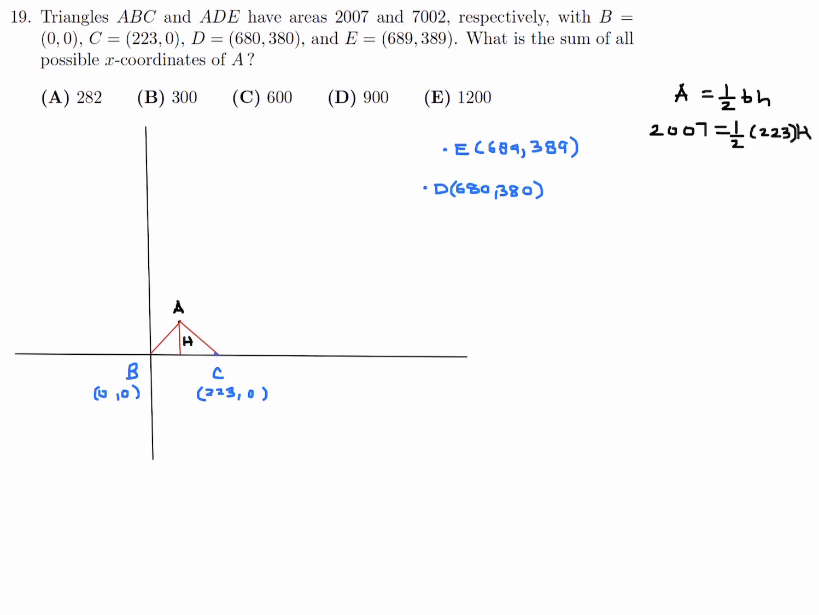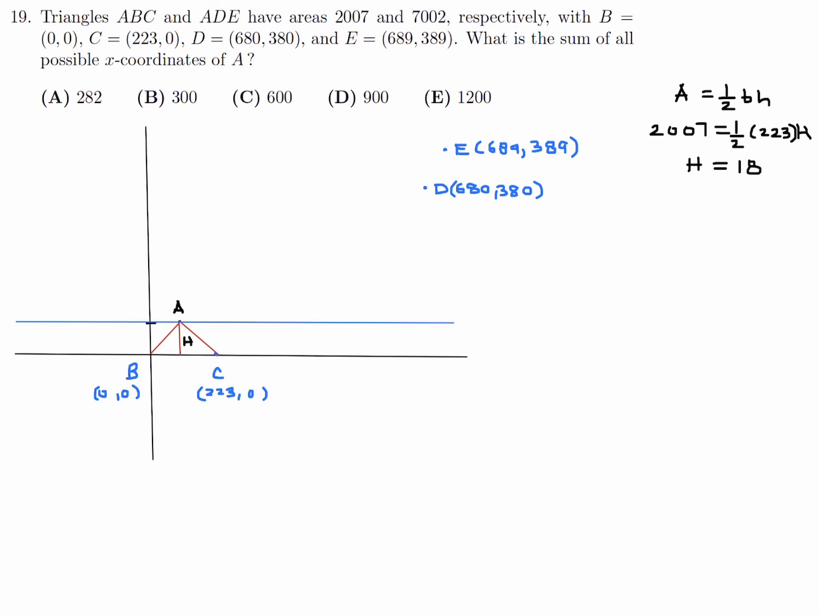And the height I have called H. So solving for this, we get H is equal to 18. So that means that this coordinate right here is 18. But A does not necessarily have to be there. It could be anywhere, as long as it is on the line y is equal to 18. As long as it's on that line, this will work.